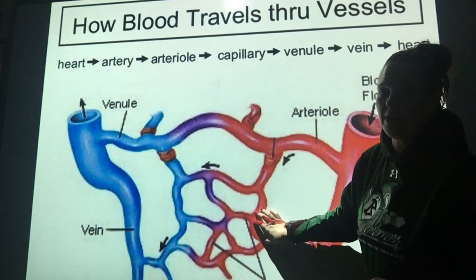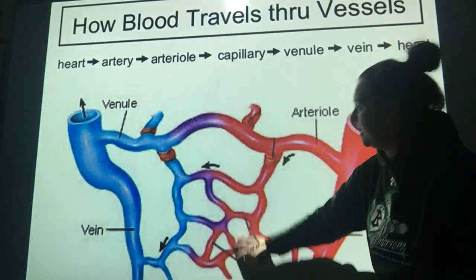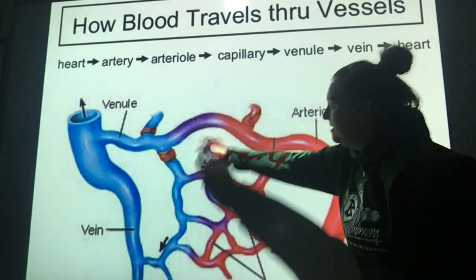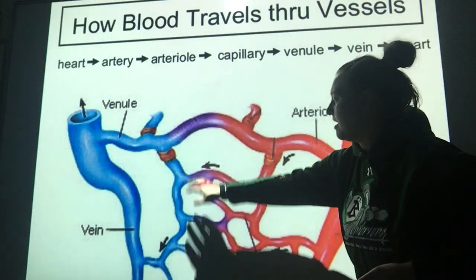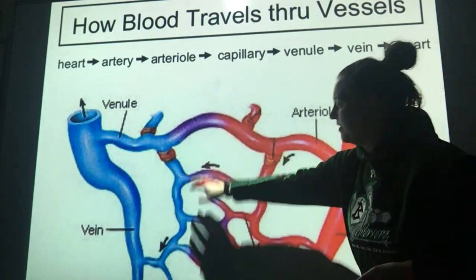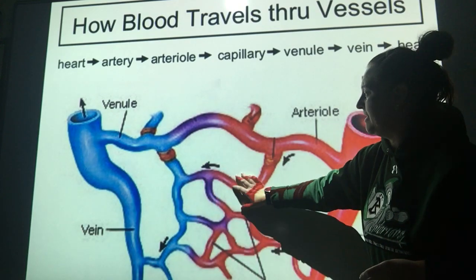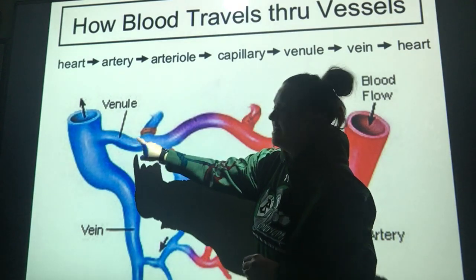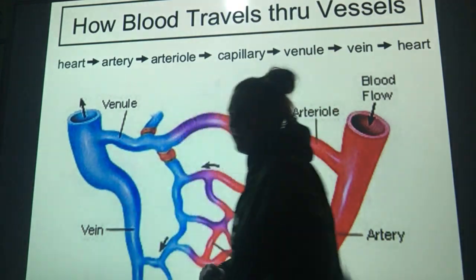Arterioles then branch off into these capillaries. Look at them, they should be a lot thinner and smaller. And it's a network. It's a capillary bed. This is where the gas diffusion happens. When we talk about that in our respiratory unit, basically the work of your circulatory system happens in the capillary bed, and then capillaries become venules, and then venules converge into veins.